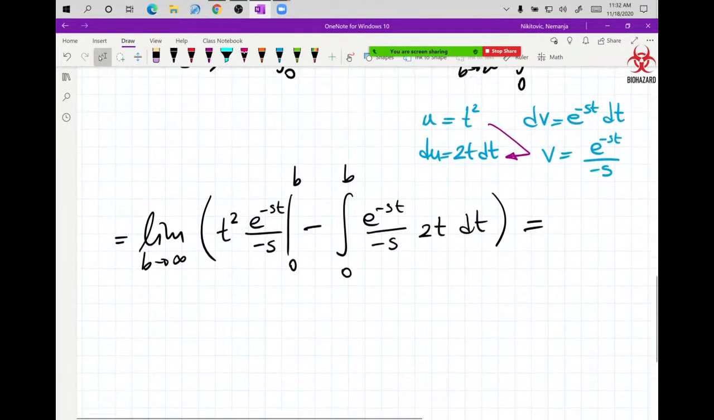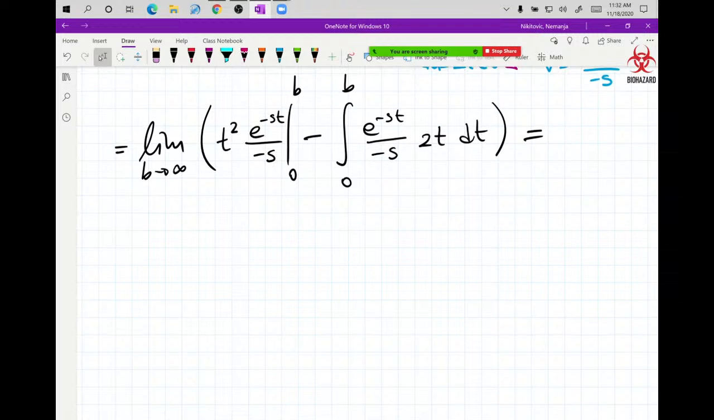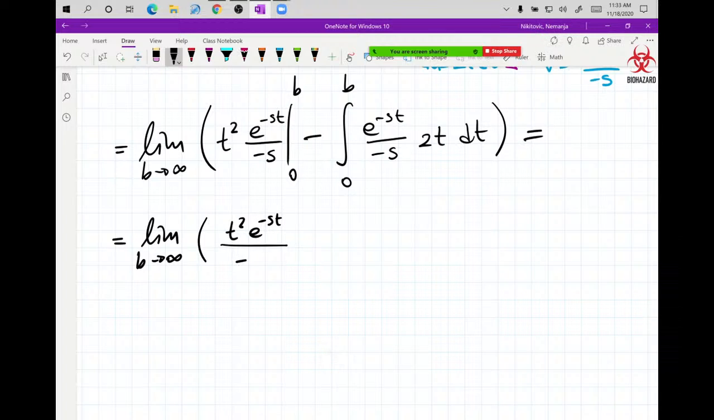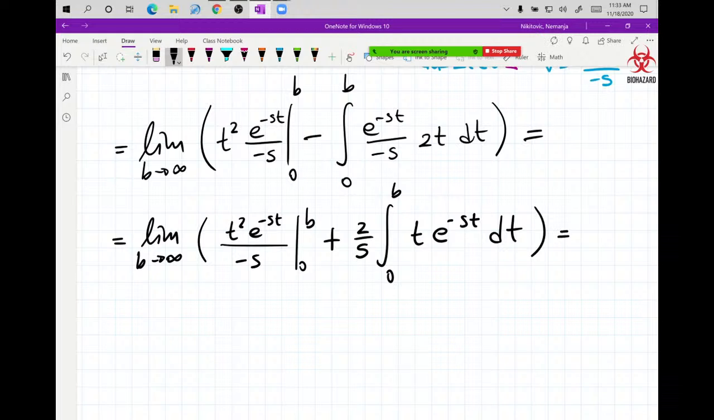So all of that has this limit applied to it. Now, when you simplify this, it's a lot of mess, right? You simplify this and you write this as t squared e to the negative st divided by negative s from 0 to b. The negative can change this into a positive. You can kick 2 outside, or you can kick out 2 over s, and you have your integral from 0 to b of t times e to the negative st dt in there.